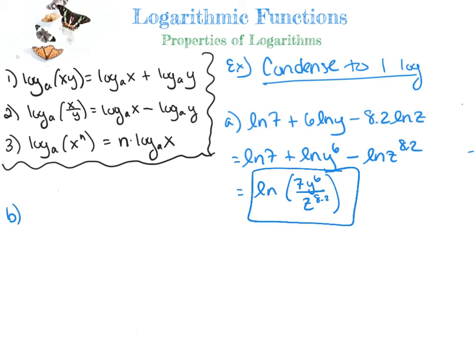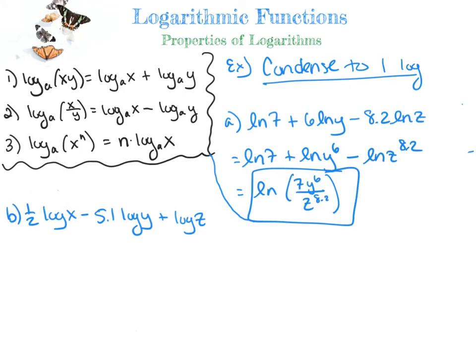Let's do a couple more. If we had, let's say, 1/2 log x minus 5.1 log y plus log z. And let's give ourselves some separation here with the last one.